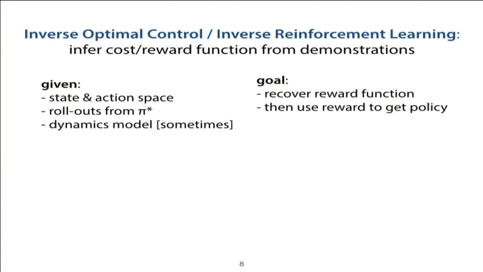Okay, so formally, what does this mean? In inverse RL, we're given the state and action space of our MDP. We're given rollouts from the expert policy in that MDP. And sometimes we know the dynamics model of that MDP as well, the transition model. The goal is to recover the reward function which the expert, π*, was optimizing, and then ultimately use that reward function to get a policy that can achieve the same outcome and optimize the reward function that the expert was optimizing.